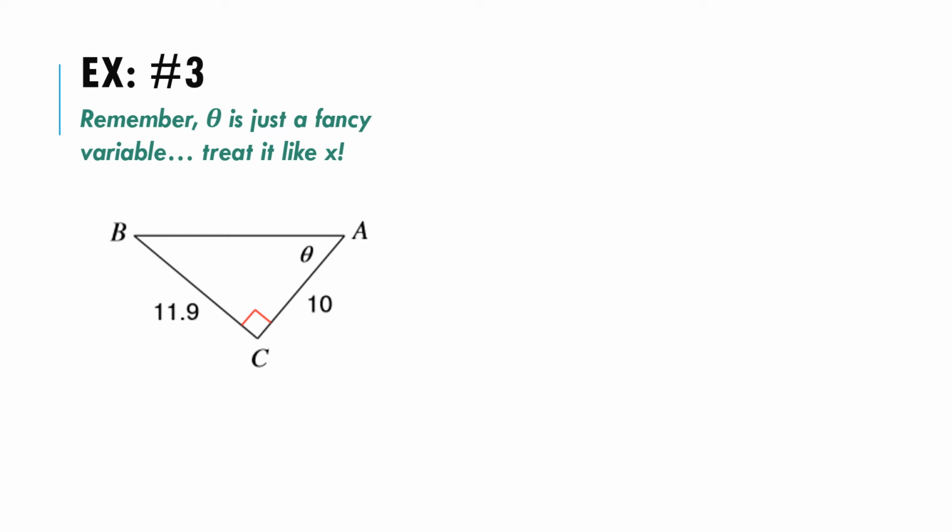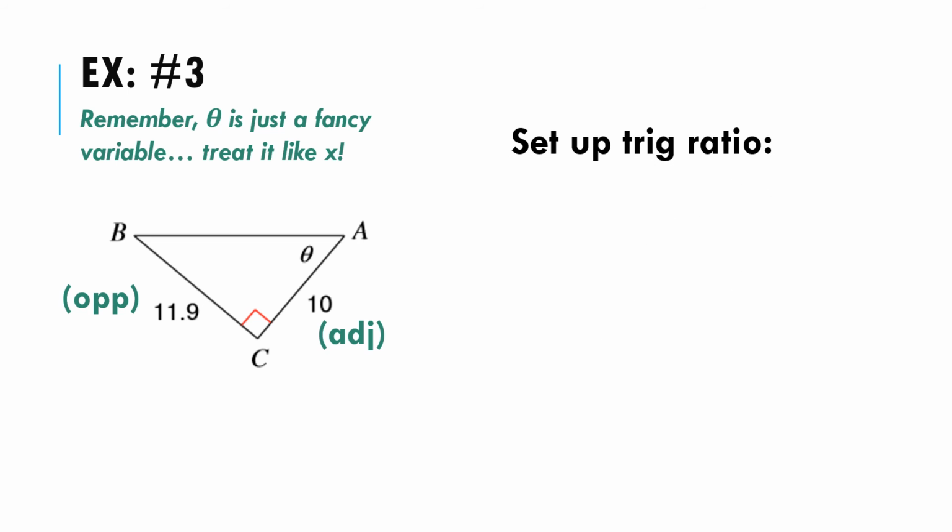Example 3, we're trying to find the angle. This is the one where we're going to need to use the inverse trigonometry. If you see here, we've got our opposite side, 11.9, and our adjacent side, 10. So I'm going to set up my trigonometric ratio. Using opposite and adjacent, I'm deciding to use tangent. Remember that theta is just a fancy little variable, and we're going to pretend that it's an x essentially. So it's 11.9 over 10.